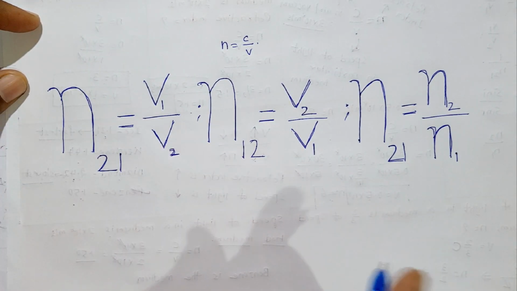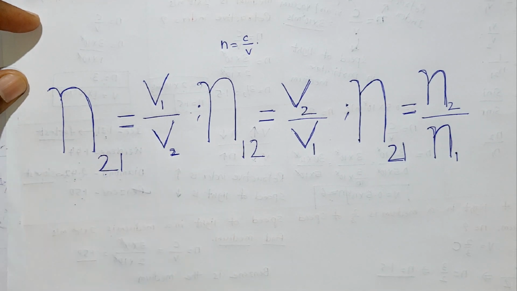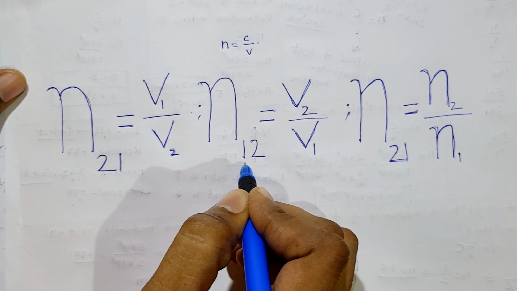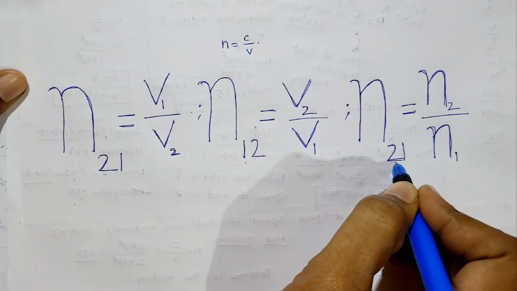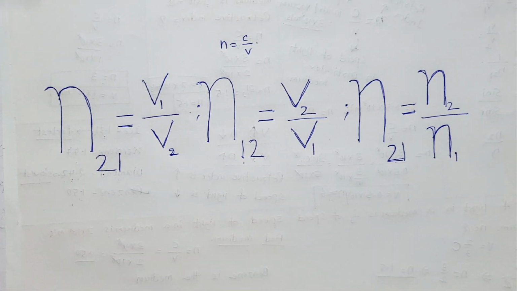We are going to solve many problems on these formulas: n21 is equal to v1 by v2, n12 is equal to v2 by v1, and n21 is equal to n2 by n1. On these formulas we are going to solve some problems, and I am also going to explain that all these formulas are the same and when to use each formula.